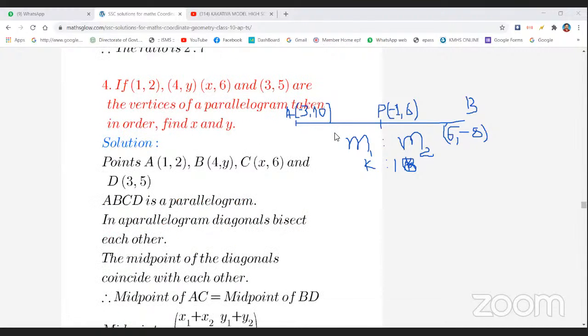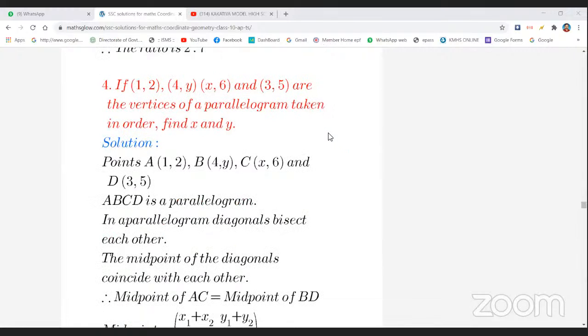If (1, 2), (4, y), (x, 6) and (3, 5) are the vertices of a parallelogram taken in order, find x, y. Students, here 4 coordinates are given. These 4 coordinates are vertices of a parallelogram. Here 2 values are missing, x and y, so we need to find their values.